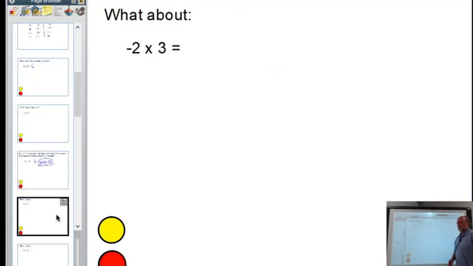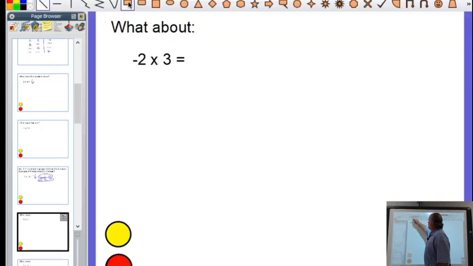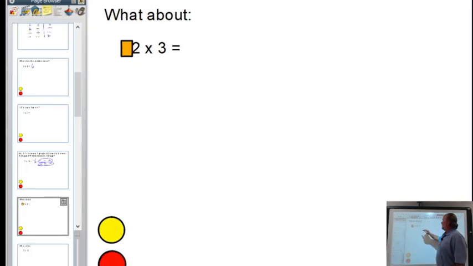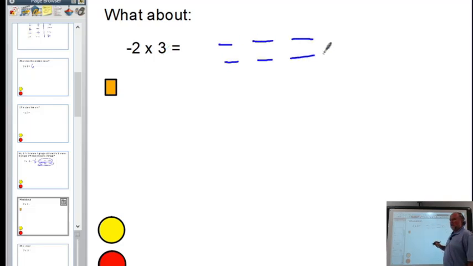Okay, so what about this one? Now this one's got a slightly different meaning. Just imagine that negative right there is not there. With that in mind, that means 2 groups of positive 3. Well, this negative in the front really says, what's the opposite of? So this problem says, what's the opposite of 2 groups of positive 3? Well, the opposite of 2 groups of positive 3 is 2 groups of negative 3. So negative 2 times positive 3 actually gives me a negative 6 for an answer.